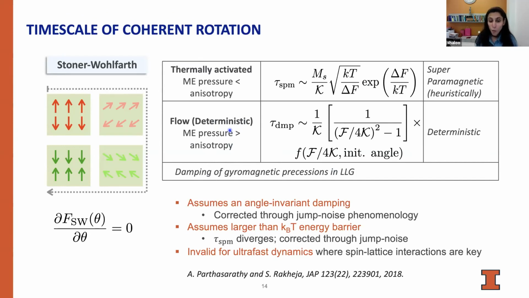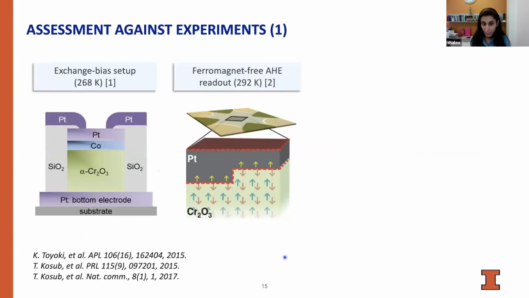There are a few assumptions that go into this, apart from the fact that this is a completely heuristic model. One is that we're assuming that our damping is angle invariant, as well as the fact that the energy barrier here is greater than the thermal energy. One could relax these assumptions using this jump noise formalism that we presented in 2018. And the other thing is that this is not valid for ultra-fast dynamics.